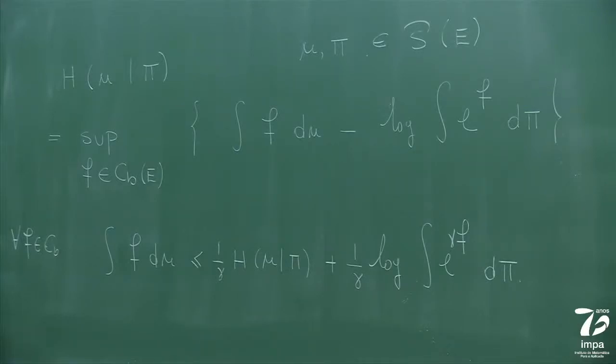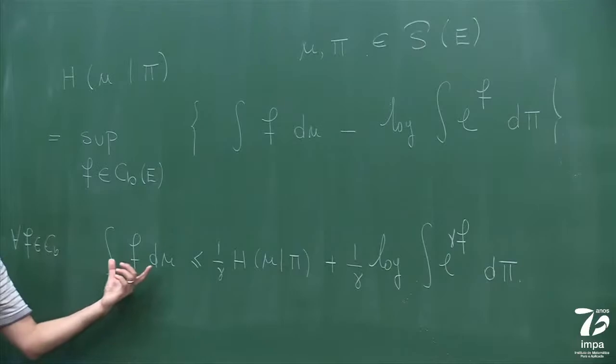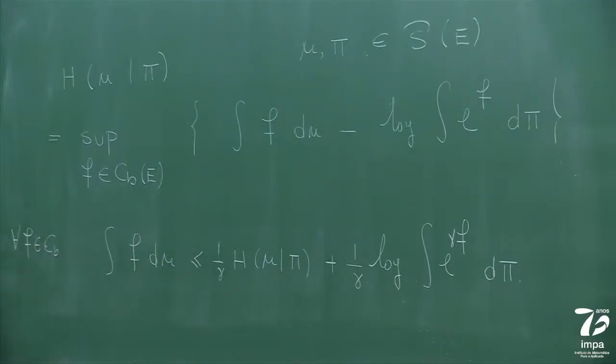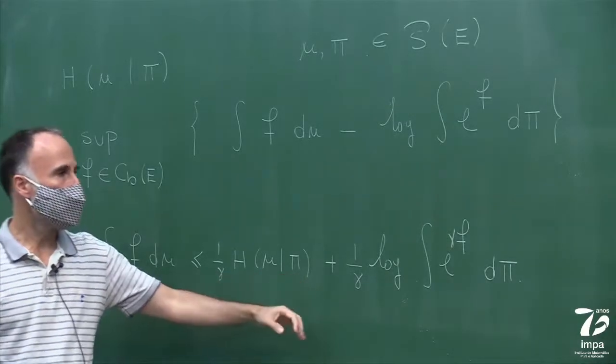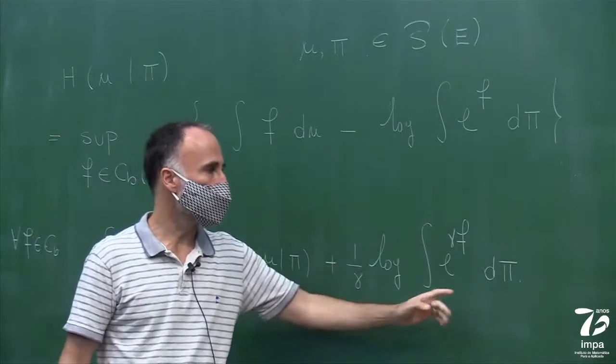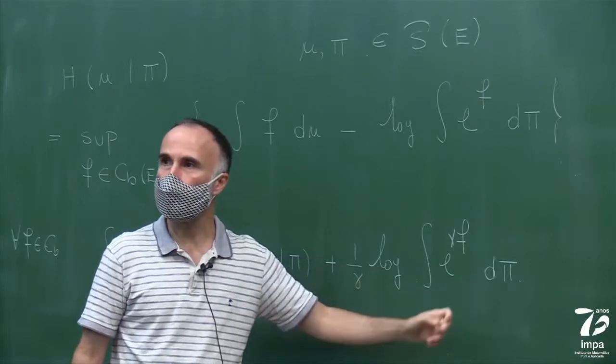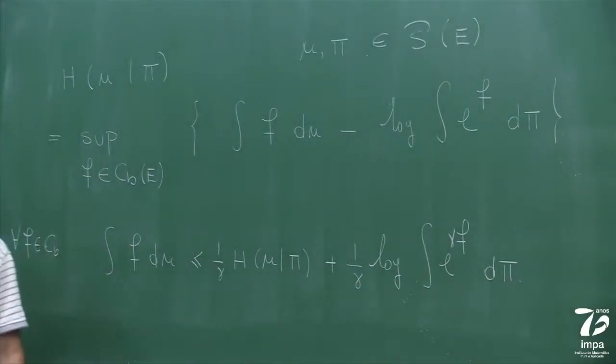So again, I have a bounded continuous function. I want to estimate this integral, and I have this bound. Which means that if I am able to estimate the entropy of mu with respect to pi, and if I'm able to estimate this type of integral, then I'm in business. Okay, I know how to estimate this integral.